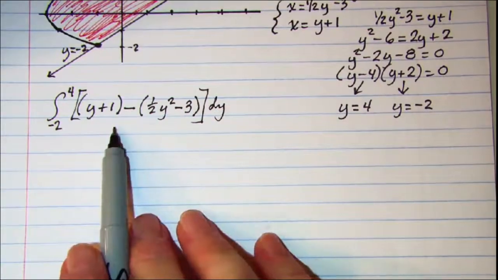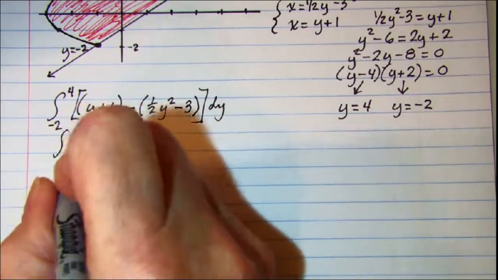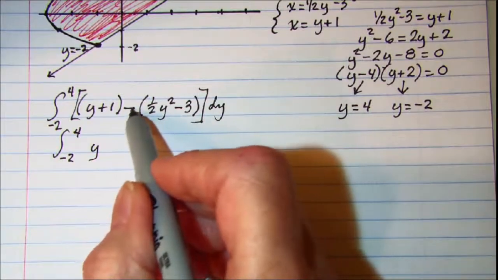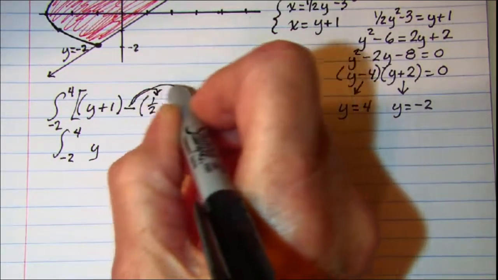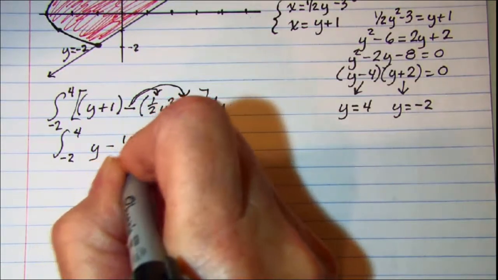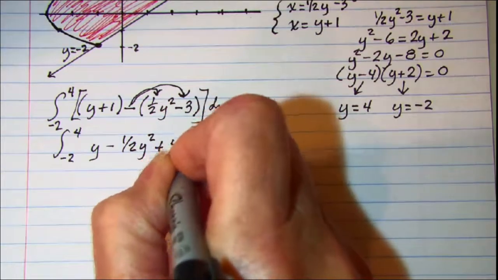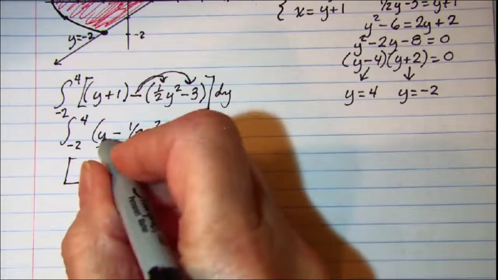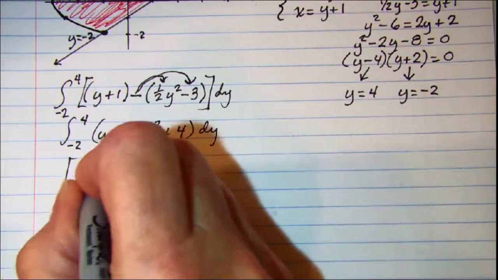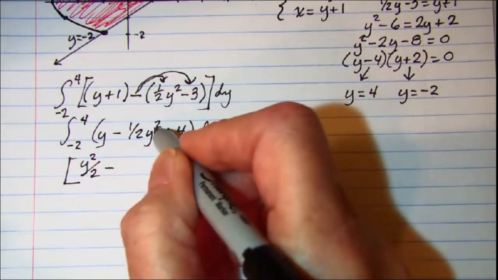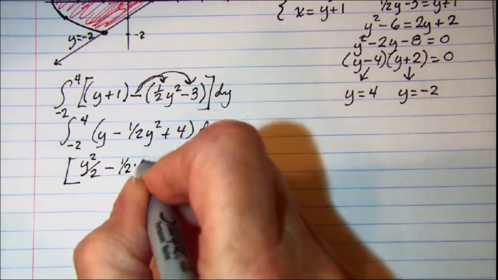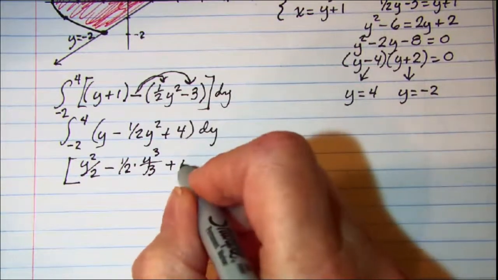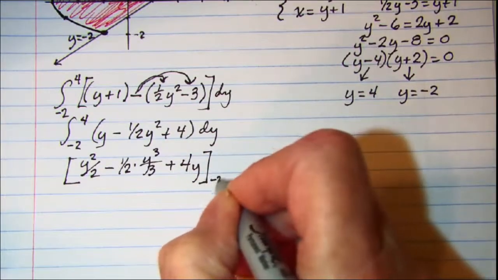Let me simplify this expression a little bit. This minus gets distributed, so minus 1/2 y squared plus 4. When we integrate this, this is y squared over 2. This one is y cubed over 3. And then this one is 4y, from -2 to 4.